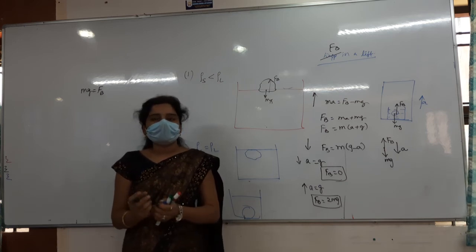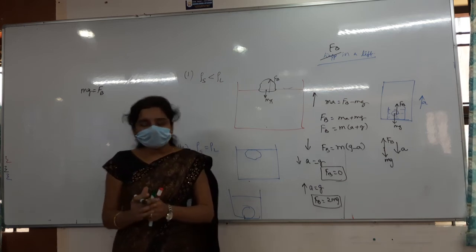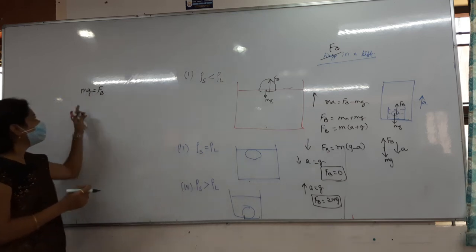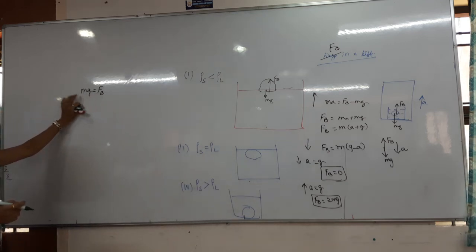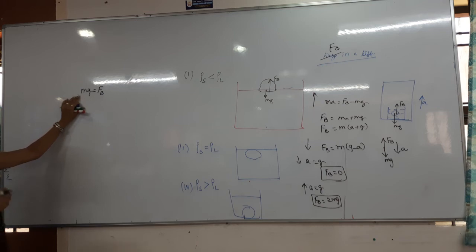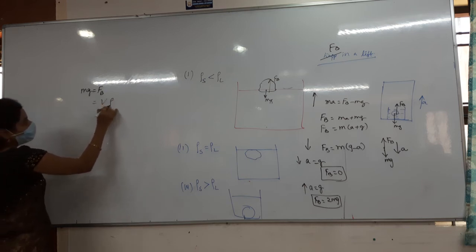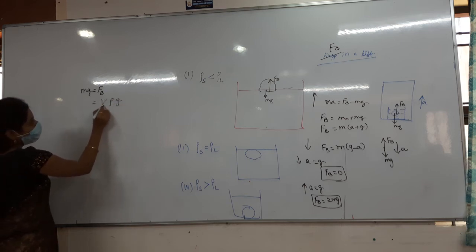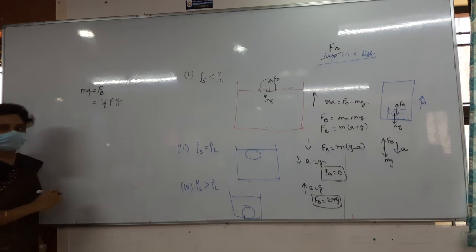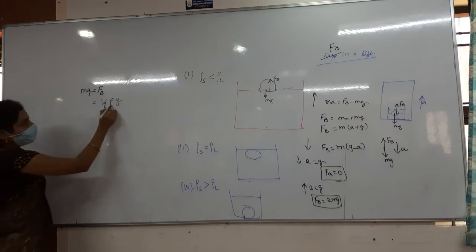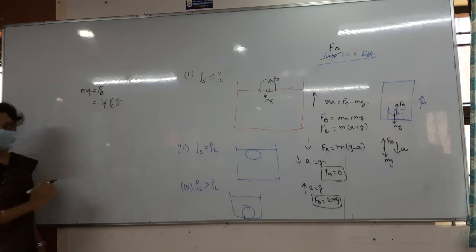Until then, the body will keep on moving. So here mg is equal to Fb. What is the m here? The mass of the substance, always the mass of the substance only. The force of buoyancy, what is the formula I said? V rho g. Here V is the volume of the immersed body, rho is the density of the liquid, and then g.